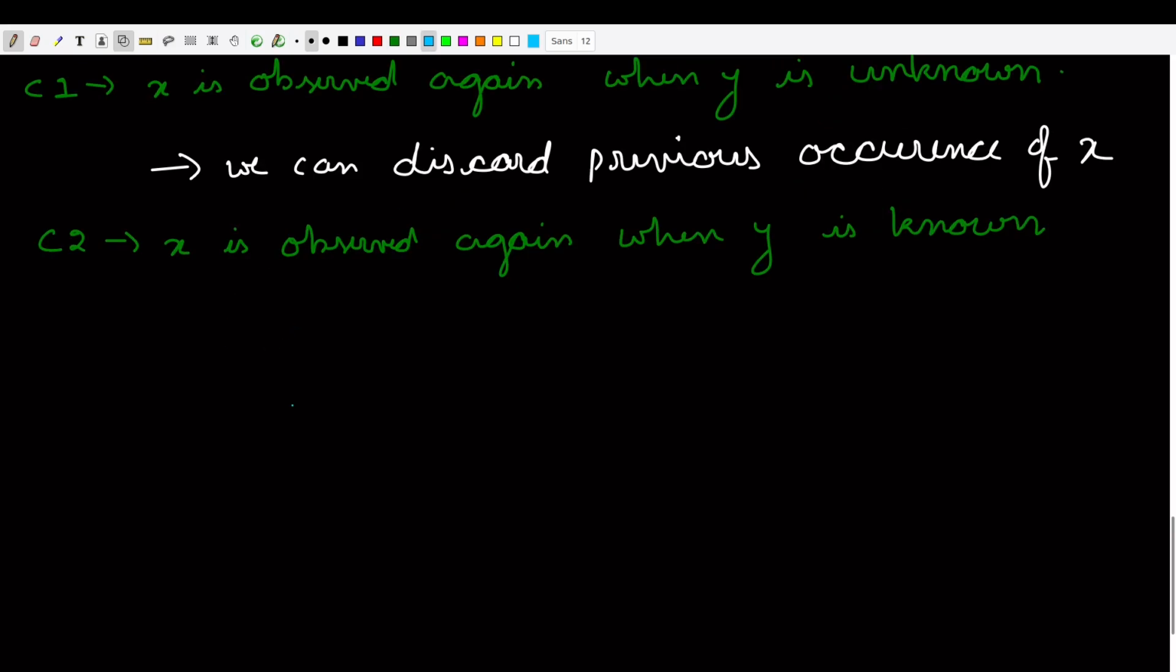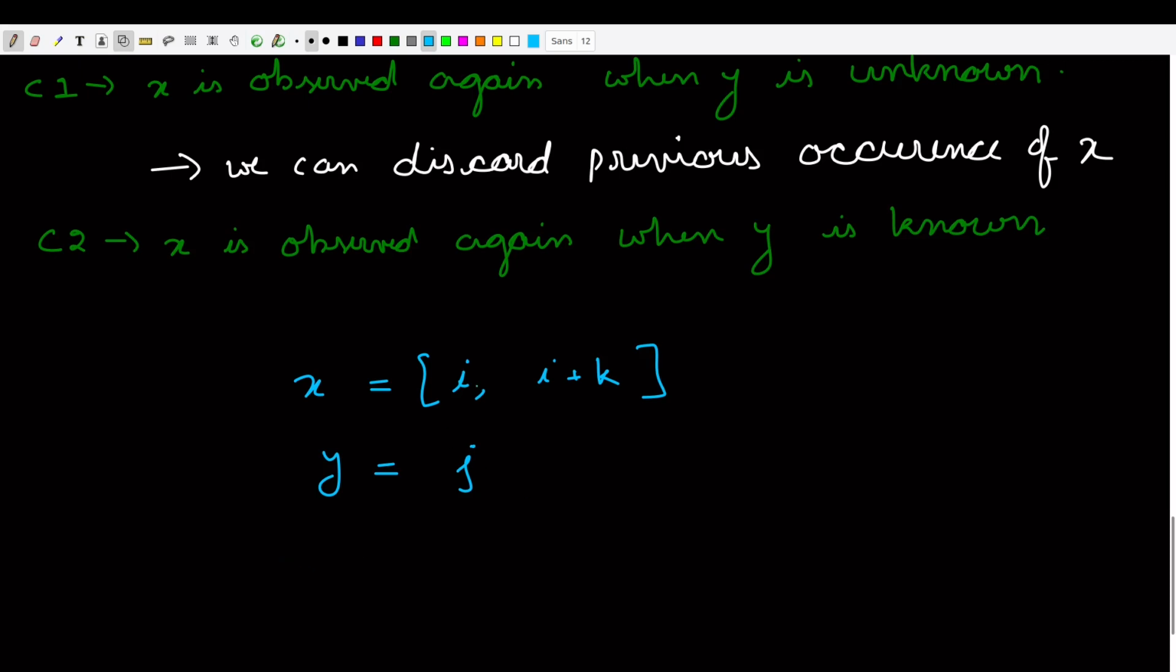x is observed again. So x we have observed it at some position i, and now we are observing x at some position k, right? Okay, and y is known in this time. So let us say y is at this position, right?